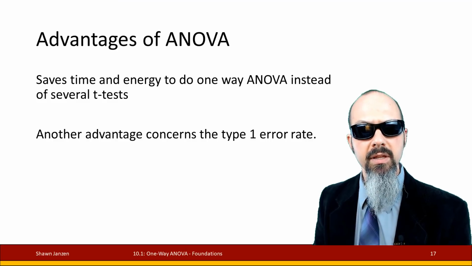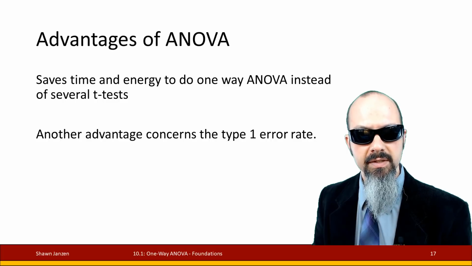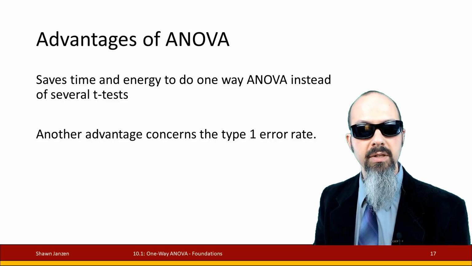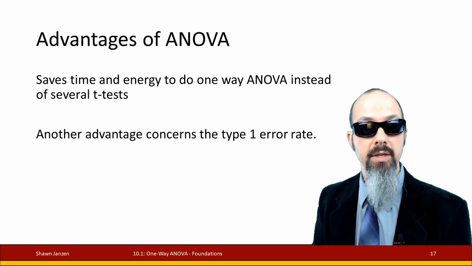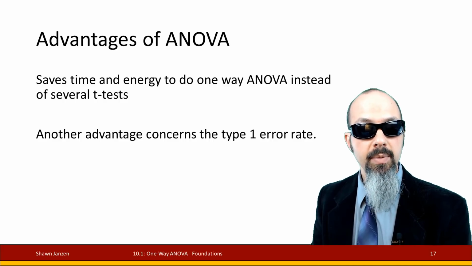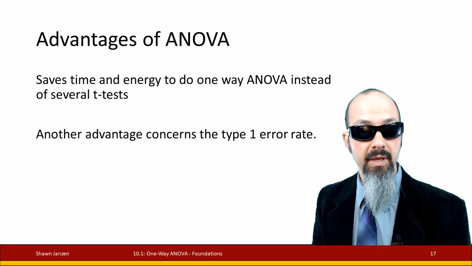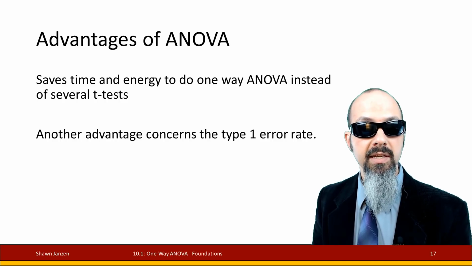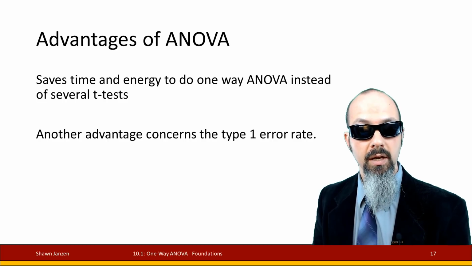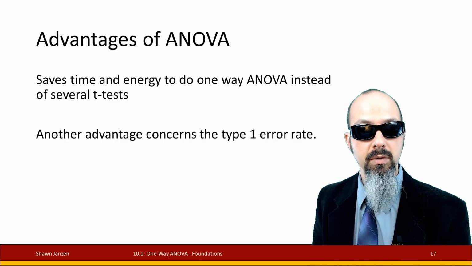Now the advantage to the ANOVA is that it saves time and energy over doing a bunch of t-tests. If you had to do t-tests, you'd have to do one t-test for every pair that you had. Let's just take three groups, A, B, and C. If you had A, B, and C, then you'd have to do a t-test for AB, BC, and AC. So immediately you'd have three tests you'd have to run instead of one. And you already have an advantage with the ANOVA there. The second advantage is much more of a critical one, and that's because it's going to affect your type 1 error rate, which I'll go into shortly.